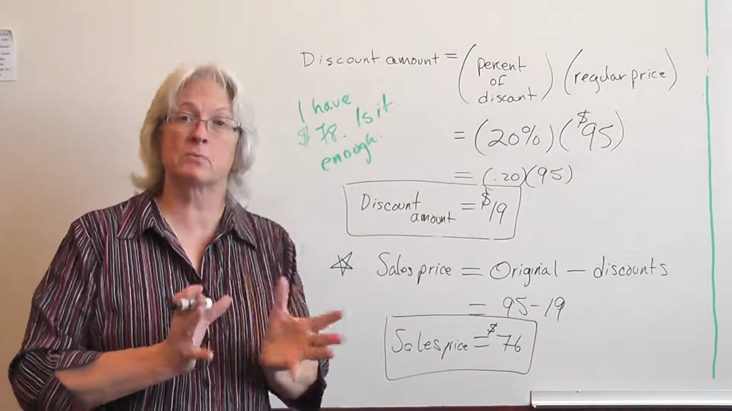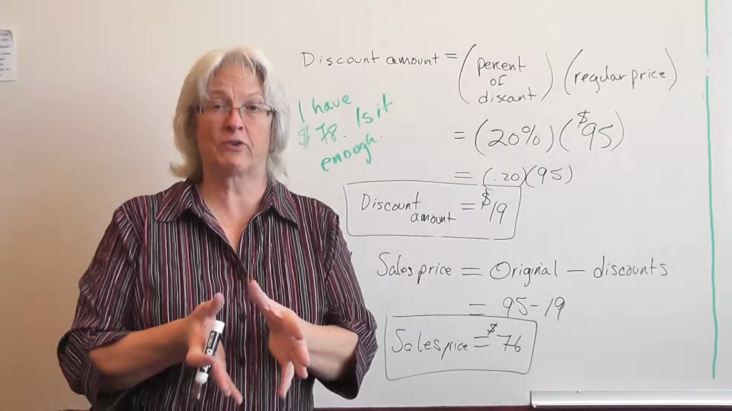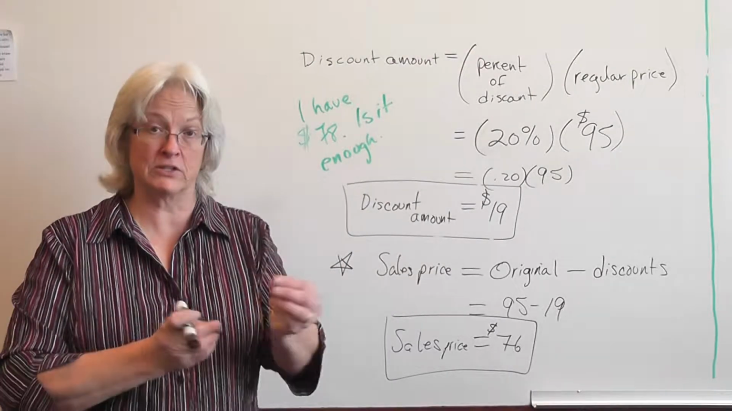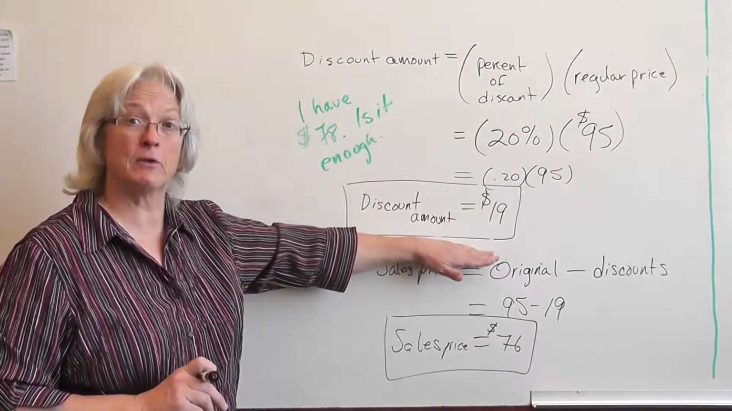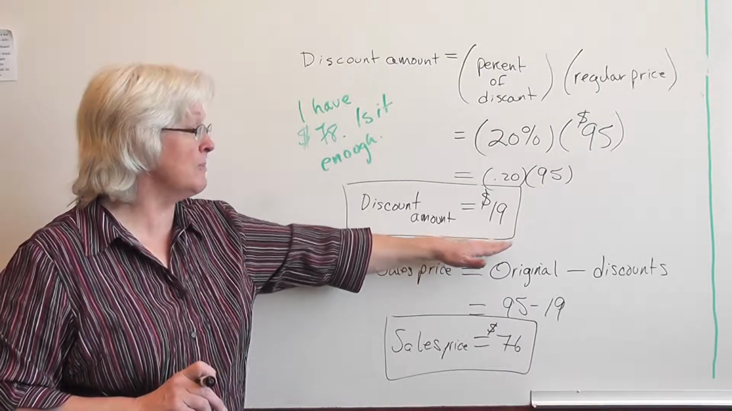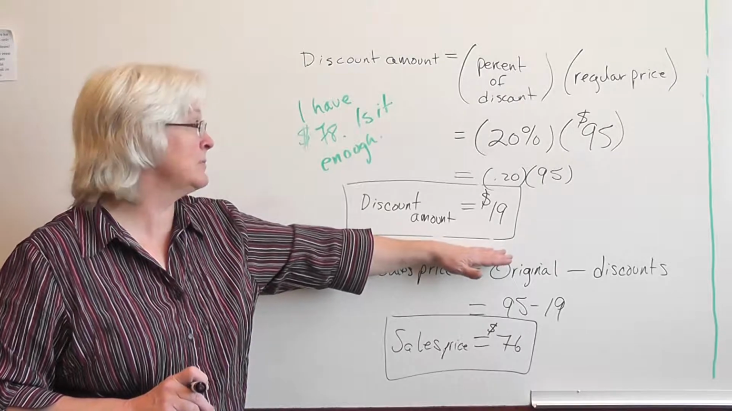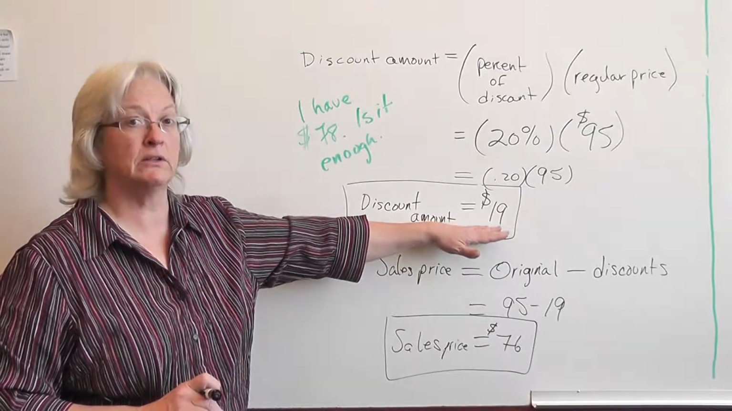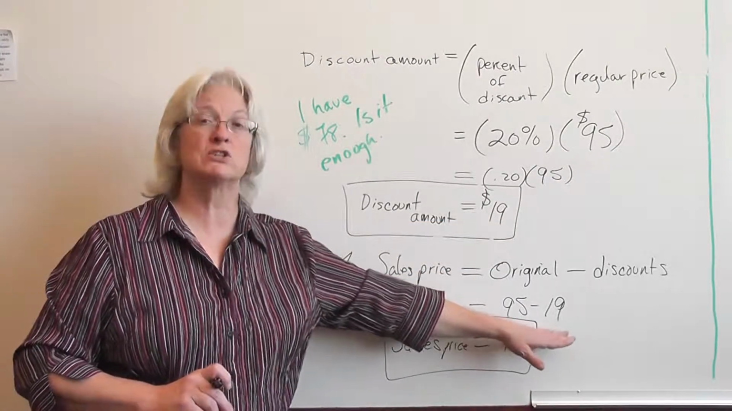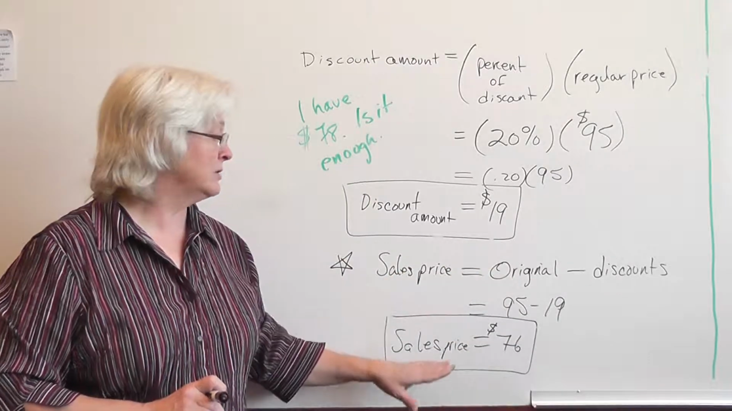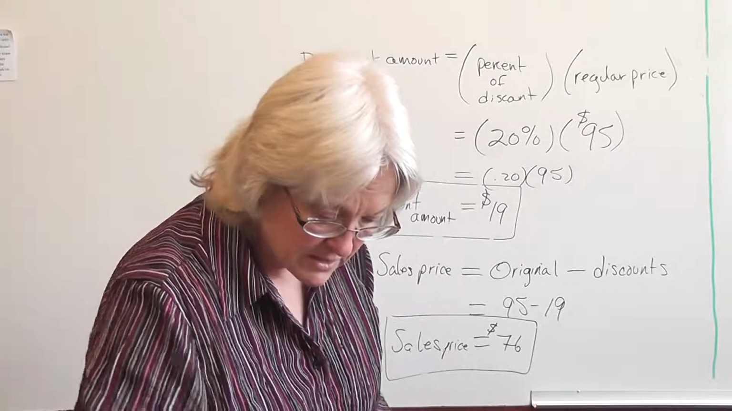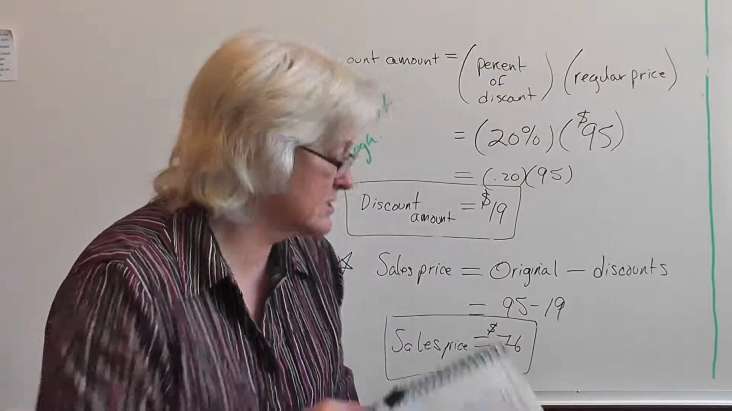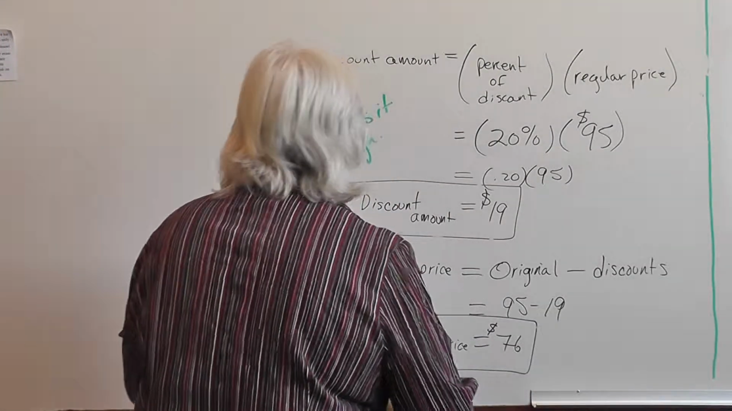And I guess that's probably where people who are first learning how to work with discount and sales price trip up, is they calculate the discount amount and think, oh man, I only have to pay $19, it's 20% discount. No, that $19 is what you take off the original $95 to end up with your final sales price of $76. So let's go ahead and see what other problem we can have.